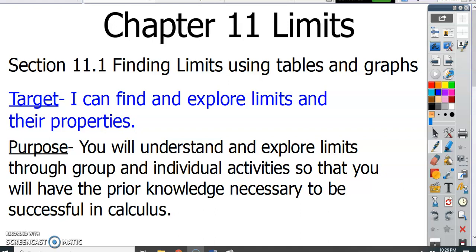So our target says I can find and explore limits and their properties. Our purpose today, you'll understand and explore limits through really online activities so that you will have the prior knowledge necessary to be successful in calculus. So I think a big part of this course is getting you ready for calculus next year. So that is something that we are definitely doing with this chapter.